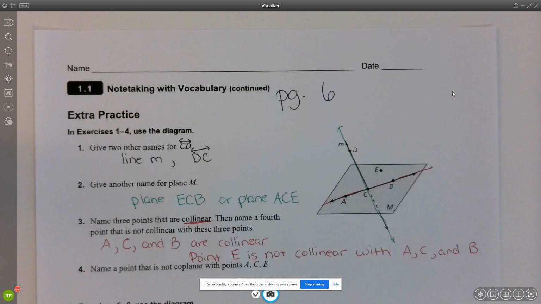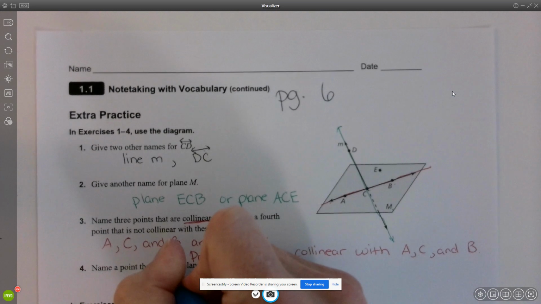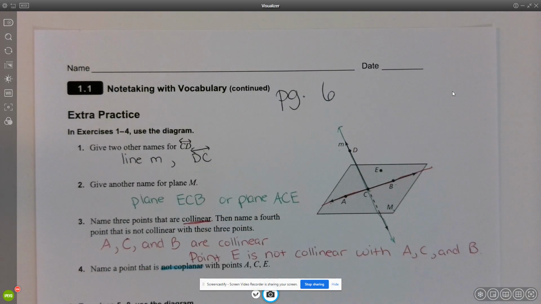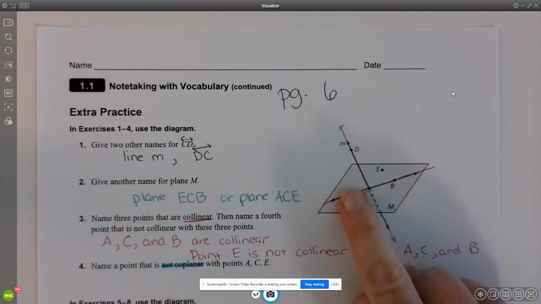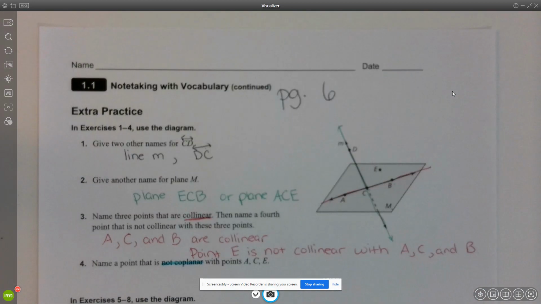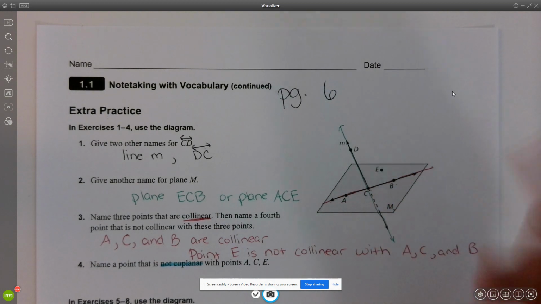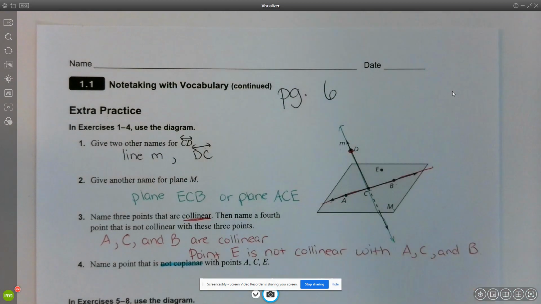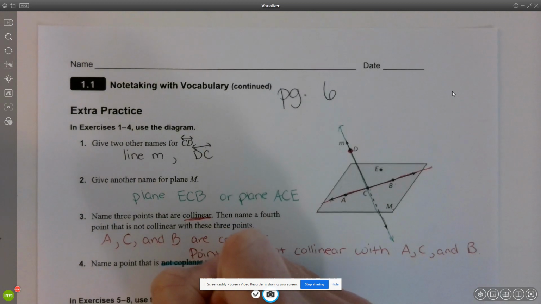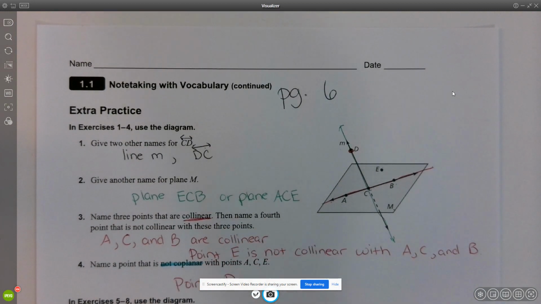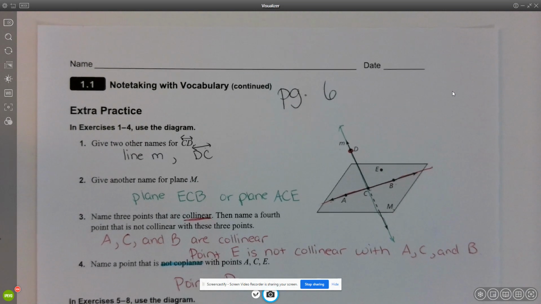Number 4 asks us to name a point that is not coplanar with points A, C, and E. So points A, C, and E all lie on plane M. So we need to name a point that does not lie on plane M. The only point that we can see that is not on this plane is point D. It's up above the plane here. So point D is a point that is not coplanar with points A, C, and E.